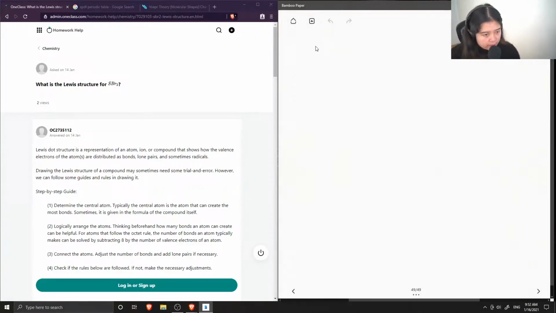Okay, so question number 11. What is the Lewis structure for sulfur dibromide? So first, let's find the total number of valence electrons for this compound.